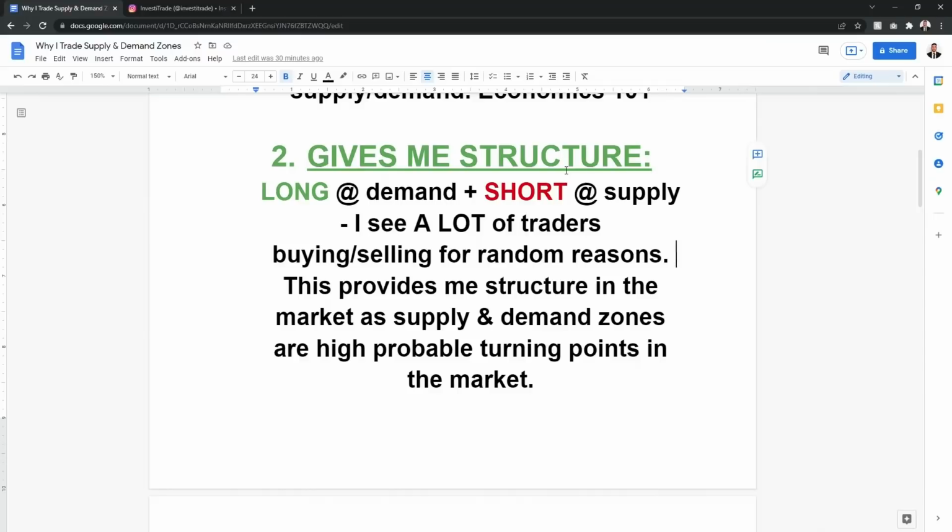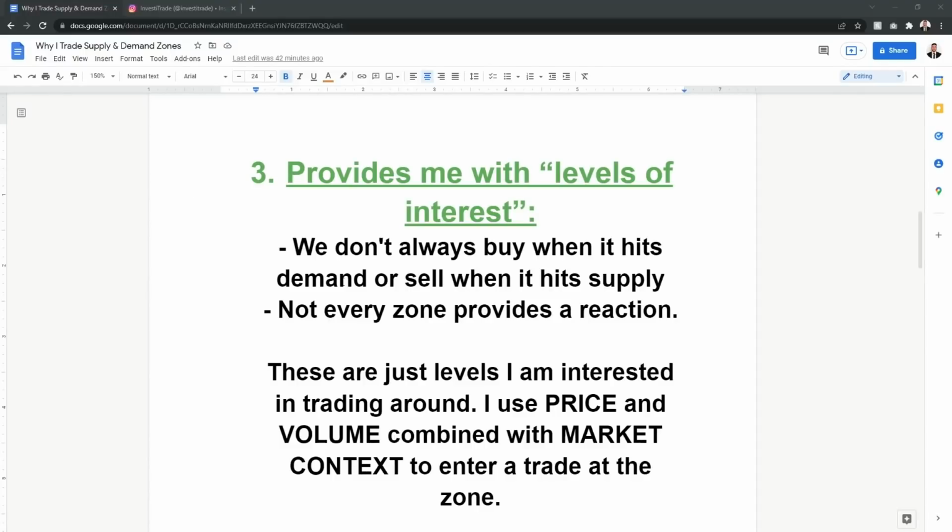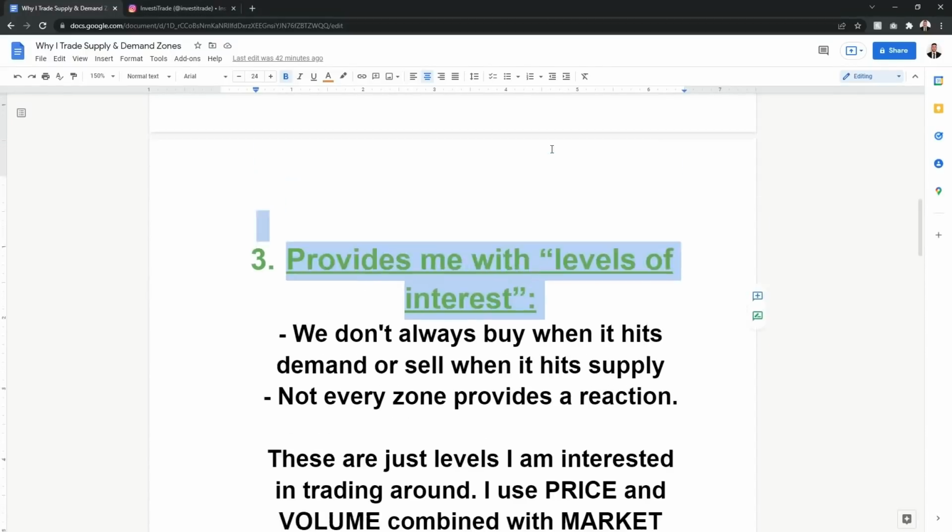I see many new traders, like I just said, they don't have a solid reason for entering, and there's not going to be any longevity in that. They eventually blow up and destroy their accounts, and I hate seeing that because it's something that can be prevented. These zones also provide me with clean and clear levels of interest.